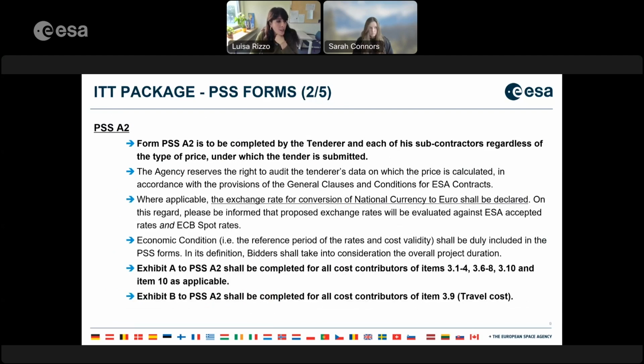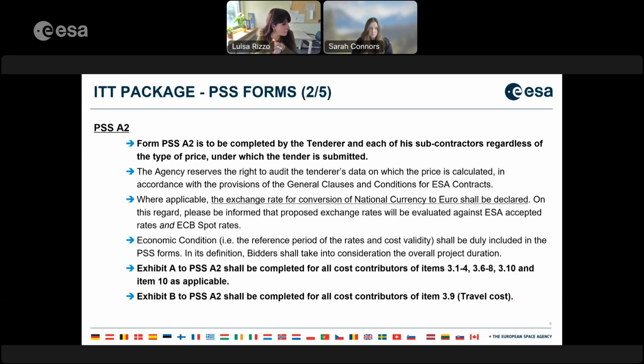Now we are going into details of each PSS form. We are going through basically the most common ones, the A2 and the A8. Starting with the very first one, the form PSS A2 is to be completed by the tenderer and each of its subcontractors, regardless of the type of price under which the tender is submitted.